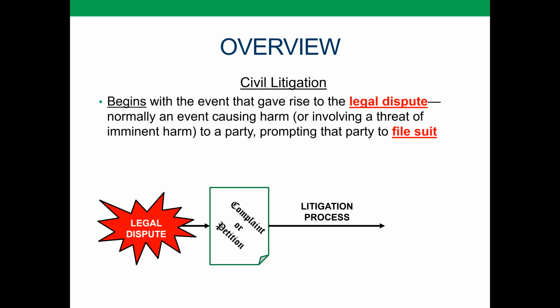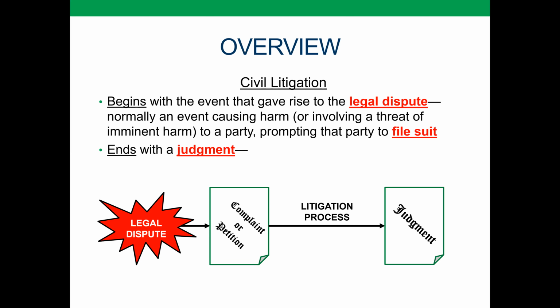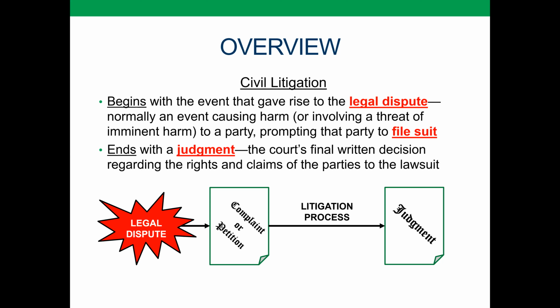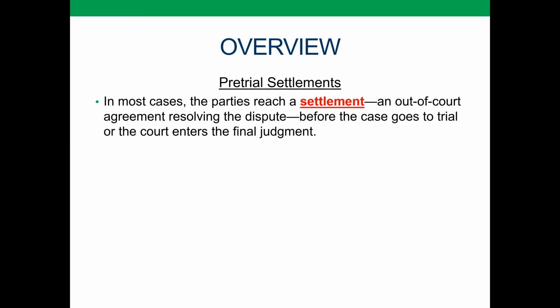Now, let's fast forward. The litigation process will run its course and it will end with a written document called a judgment. And this judgment will set forth the court's final written decision about the rights and claims of the parties to the lawsuit. Now, you must know that the vast majority of civil lawsuits settle before the case reaches trial or a final judgment.